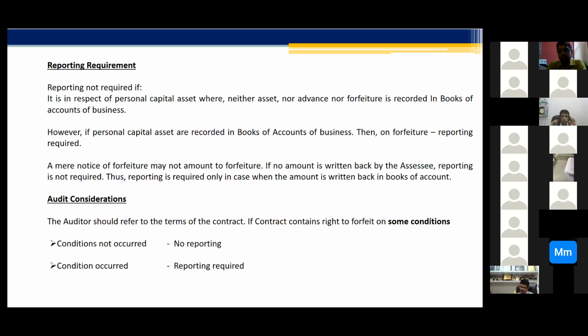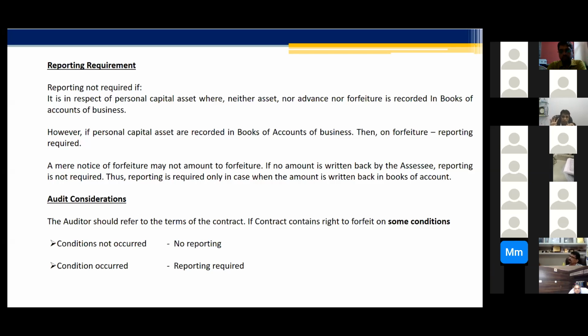To my mind, though you may insist, because actually it would be taxable, as per the terms, if it is not refundable. But sometimes it happens that though your agreement may state this, the claim of the buyer may not cover, and he may file a legal suit for recovery of the initial amount also. So unless and until the assessee actually writes back in the books, to my mind, as an auditor, we need not report it.